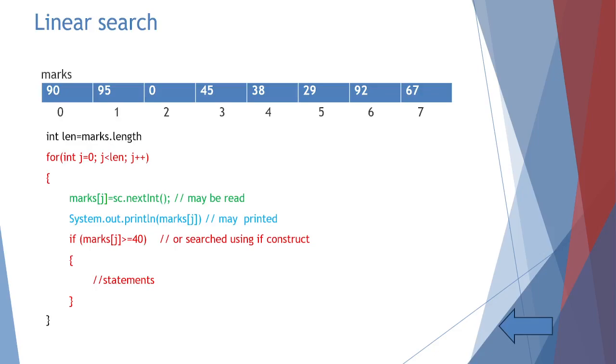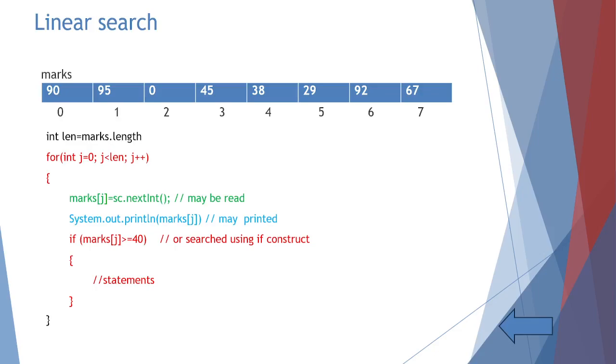For example, that green statement, inside the for loop, we are taking the index j = 0, j less than len, j plus plus, and we are saying marks of j is equal to sc.nextInt. Let's assume scanner class object is created. Now, marks of j first time refers to 0, then 1, then 2. So, linearly it is reading. The println statement also, marks of j inside the for loop, is accessing the array linearly.